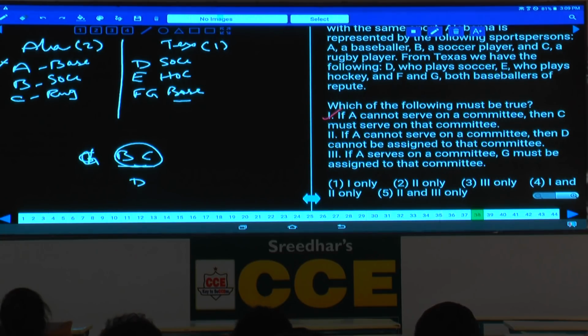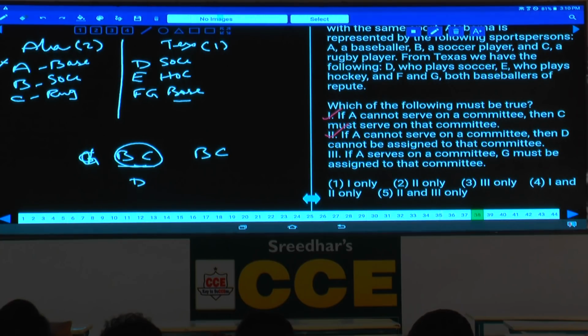If A cannot serve on a committee, then B and C will be there. Then D cannot be assigned to that committee. True or false? Yes. Why is it so? Because B is soccer, D is again soccer. 2 persons of the same game should not be there. Hence, this is also true. So the first one is true, and the second one is also true.